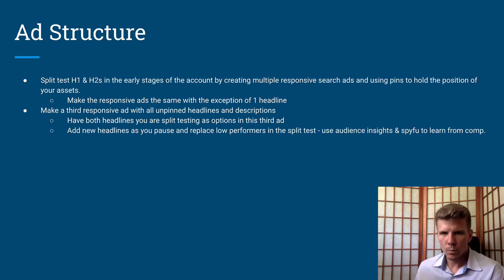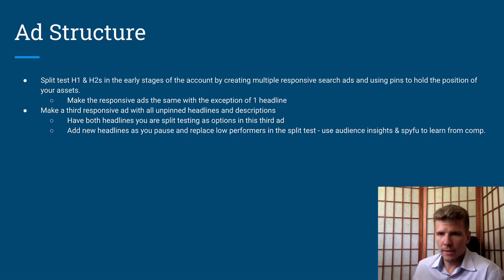And what you do is, over time, you look at the first 2 more static ones that are pinned, and you pause the low performer. You replace it by maybe going to Auction Insights, taking a competitor, putting in SpyFu, stealing their ads, and replacing it. Take that replacement headline, also put it in the unpinned as well. So now you're just adding all the new ones into the unpinned.